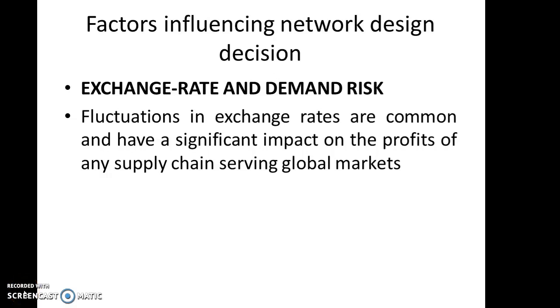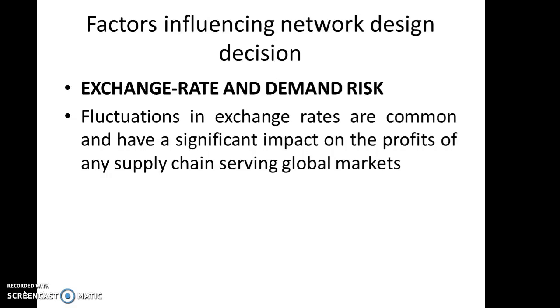In continuation to the topic of last lecture, that is factors influencing network design decision. Last class we discussed strategic factors, technological factors, and macroeconomic factors. To continue with macroeconomic factors, the next point is exchange rate and the demand risk.